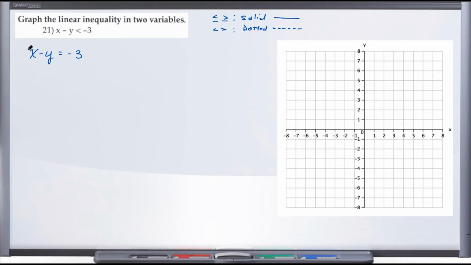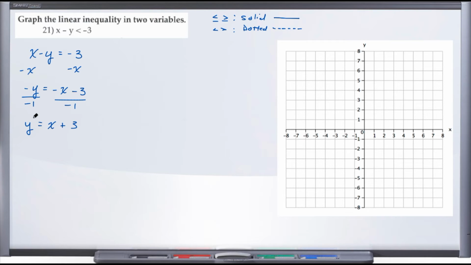All right, so again, we can either choose to solve for the x and y intercepts, or we can come up with two other points, or we can go ahead and just do our slope-intercept form, y equals mx plus b. And I think I'll go ahead and do that here. So we're going to subtract x from both sides, and that's going to leave us with -y is equal to -x minus 3. And solving for y, we'll divide by -1 on both sides, which is going to give us y equals x plus 3.